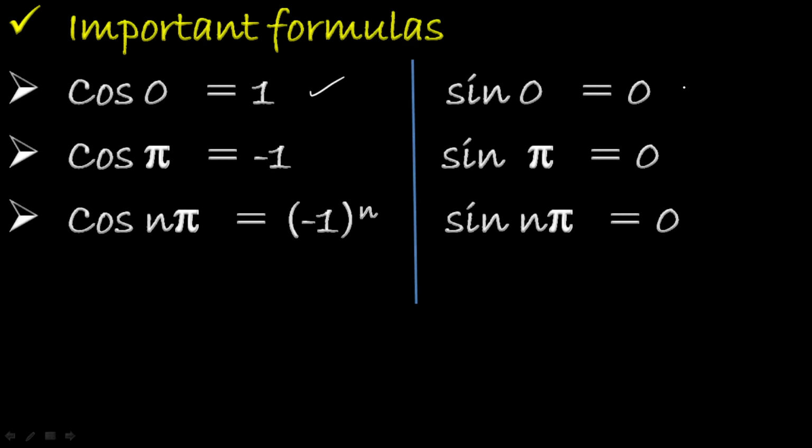Cosine 0 is 1, whereas sine 0 is 0. Cos pi is minus 1, whereas sine pi is 0. Cos n pi in general is minus 1 whole power n, whereas sine n pi is equal to 0, and n takes an integer value. Here most probably we take only integer values. So whenever you see sine n pi, you just put 0. Okay, now let me enter into the given problem.